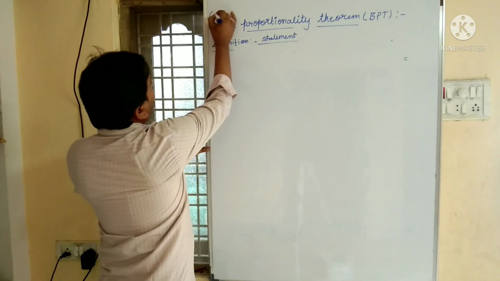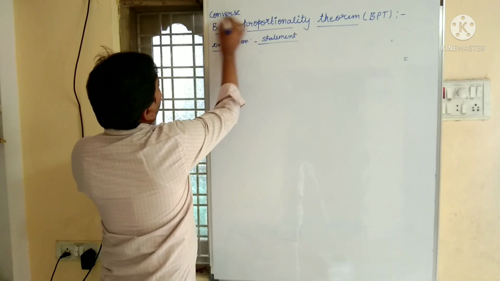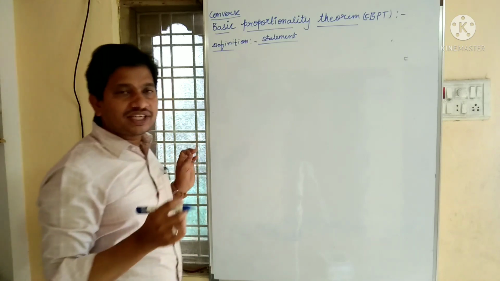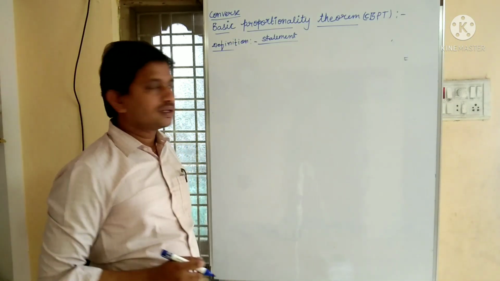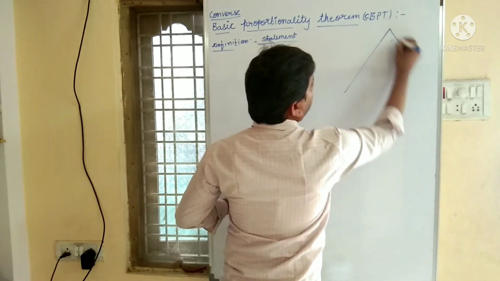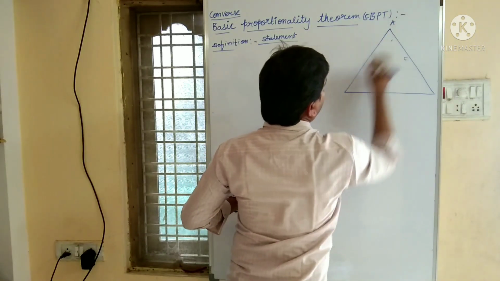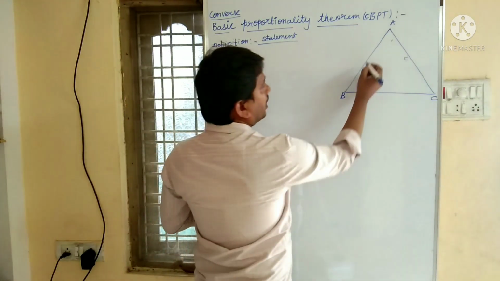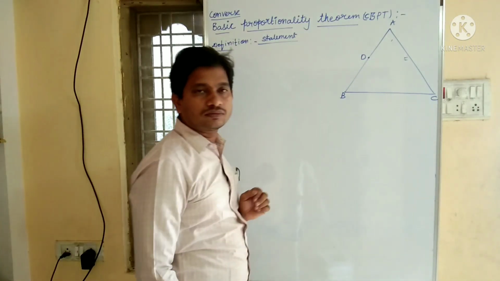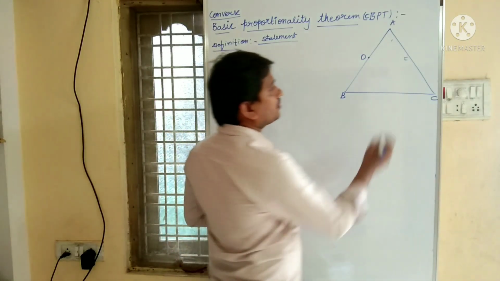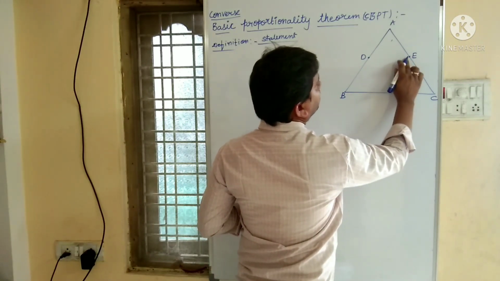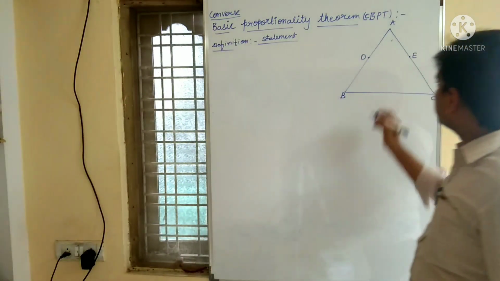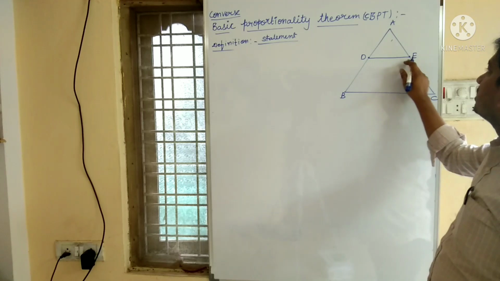Children, let us discuss C.B.P.T., the converse of the basic proportionality theorem. See children, consider a triangle ABC, and D is the midpoint of AB, and E is the midpoint of AC. See children, here DE is a line.